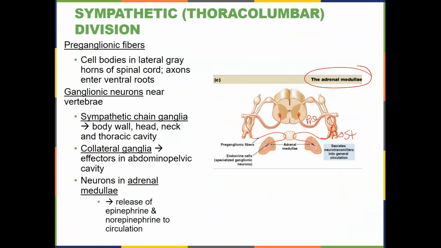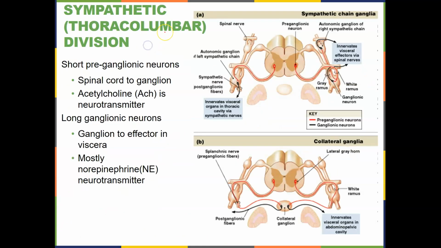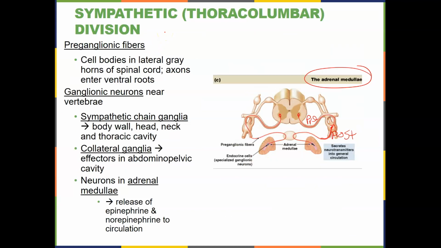Okay, to review, we have the preganglionic fibers, which are cell bodies in that lateral gray horn here. This is going to be dorsal, this is ventral. Or you could also think of this as posterior, and this as anterior. And the axons emanate out from what are called the ventral roots down here. And then here are the ganglia right here.